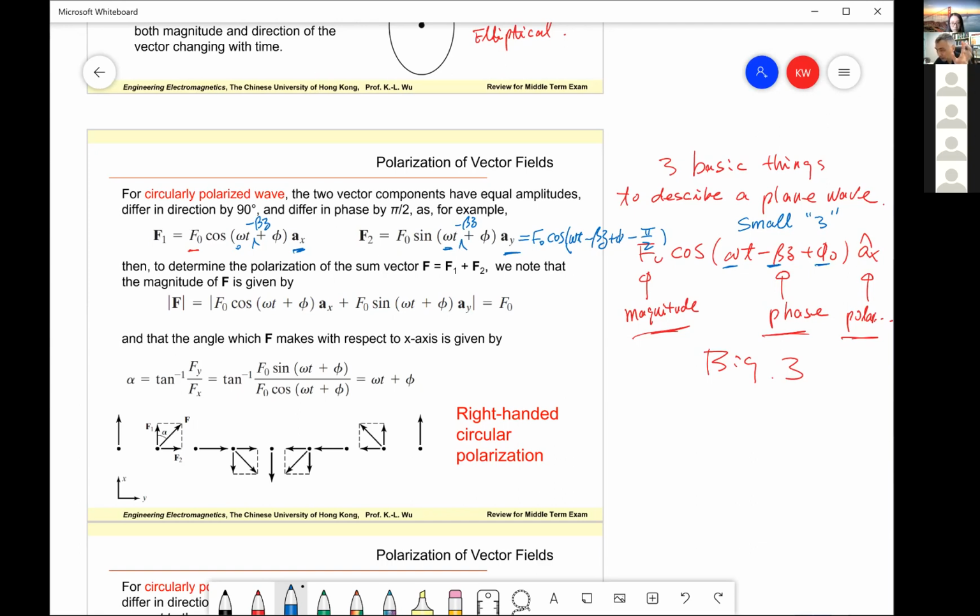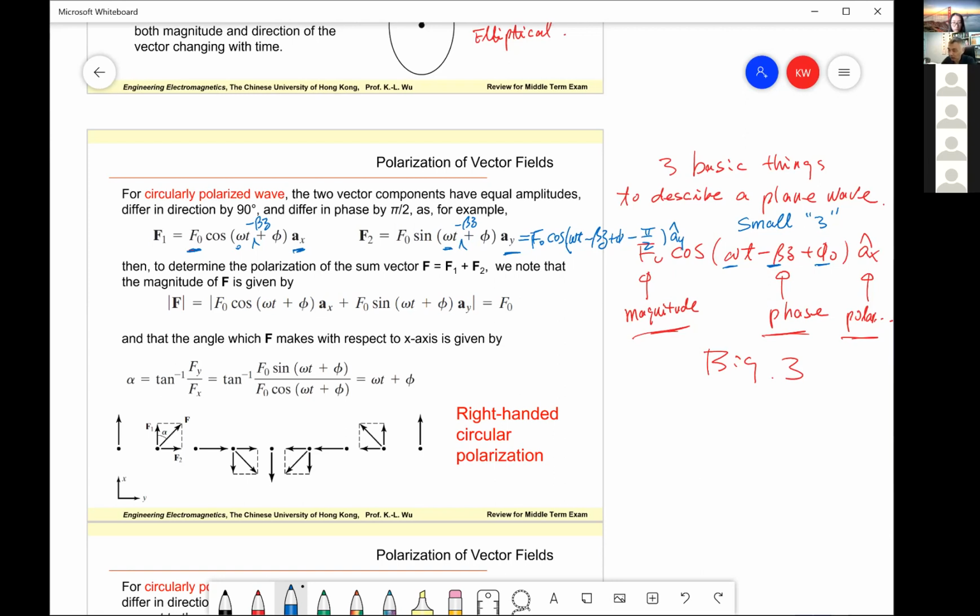Three big things I have. Another is the polarization direction. I have two plane waves. I emphasize circular polarized waves will be covered in the midterm. To describe this, we have first, the same magnitude, E0. Two components, perpendicular, X and Y. And the third thing is they have a 90-degree phase difference.